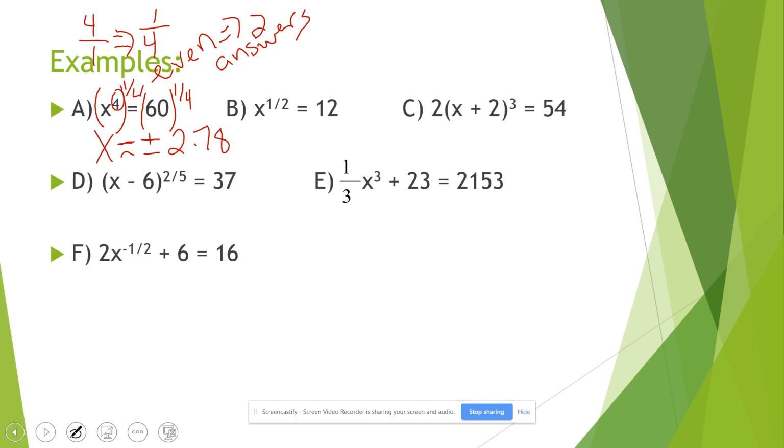Letter B. I have to get rid of that 1/2. I look at the 1. That's an odd number, so I'm only going to have one answer. The reciprocal of 1/2 is 2, and 12 squared is 144.